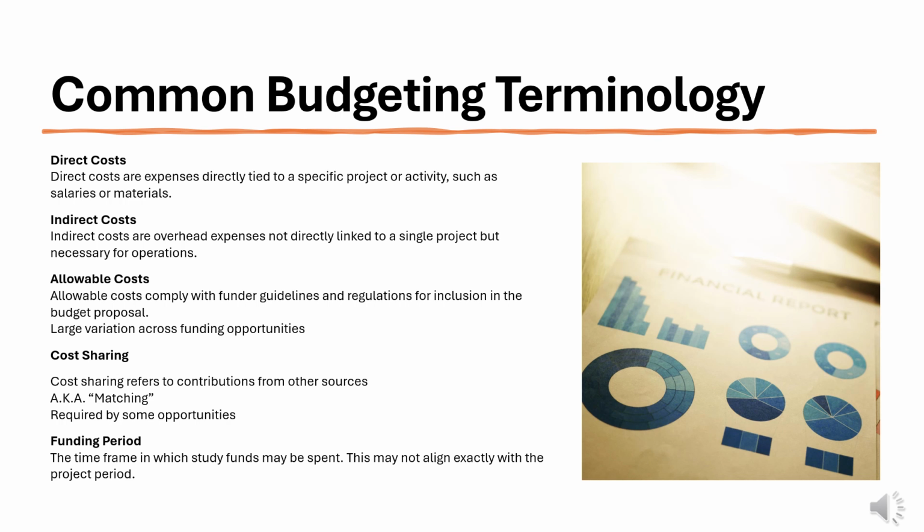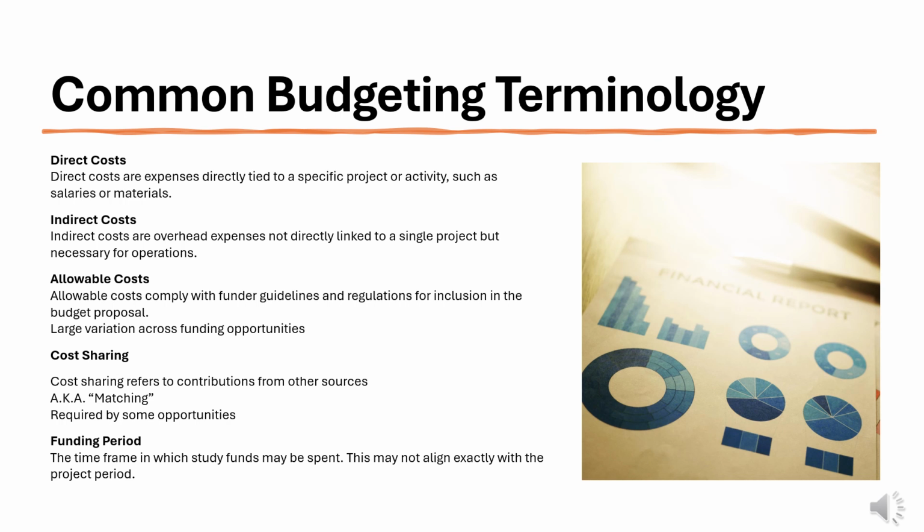Cost sharing involves contributions from other sources. For example, when a grant program states that they will do a $10,000 match, that means that they will provide funding in a one-to-one ratio with another funder. In other words, they will provide $10,000 for your $20,000 project as long as $10,000 of that comes from another source.